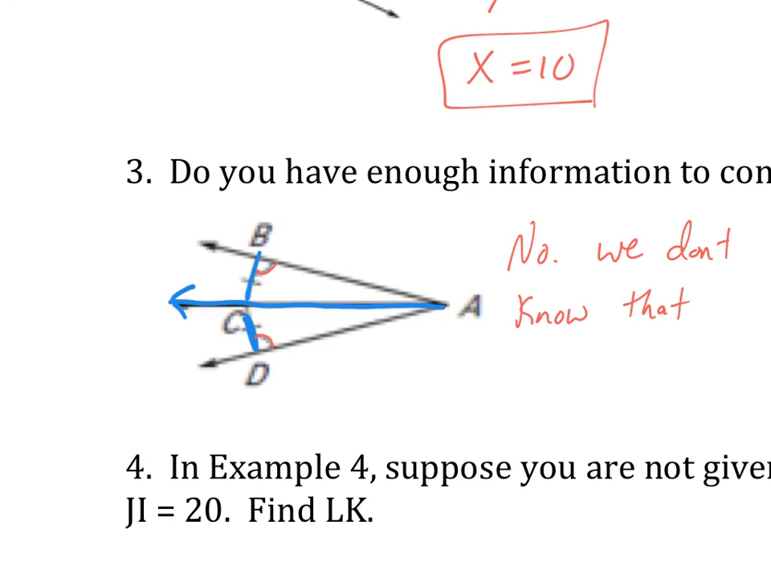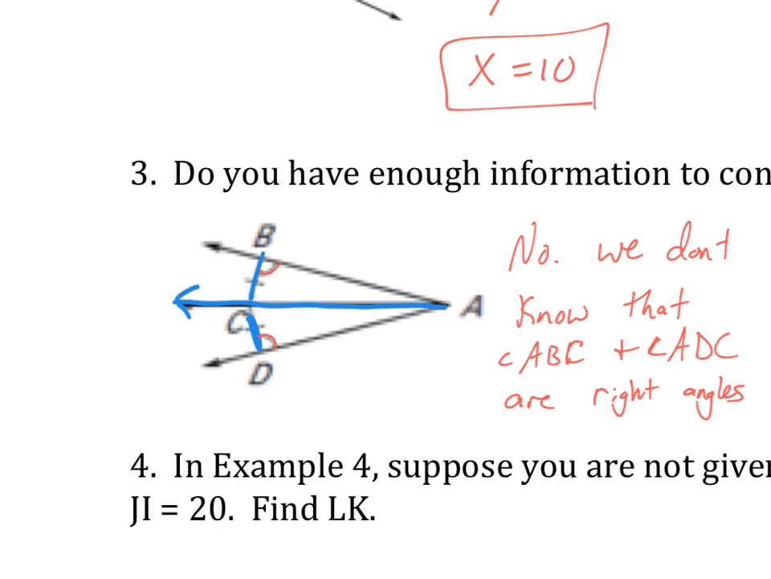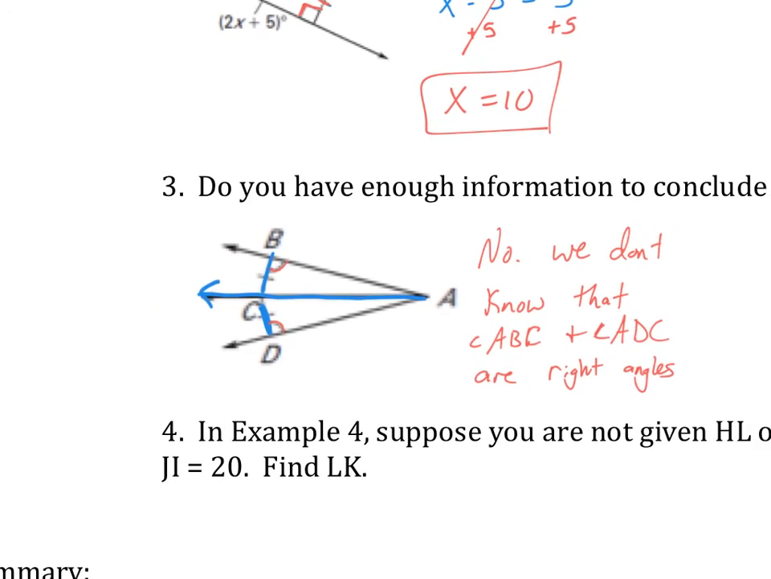that angle ABC and angle ADC are right angles. And the right angle part's important because the right angle will mean that that's the distance to the side. So we don't know if these lines right here, this line and this line, are actually the distance to the side. So that's why we can't say that those are necessarily a perpendicular bisector or an angle bisector.